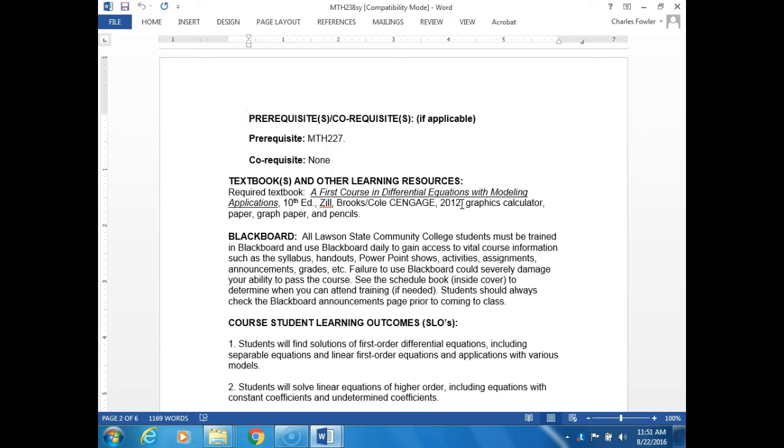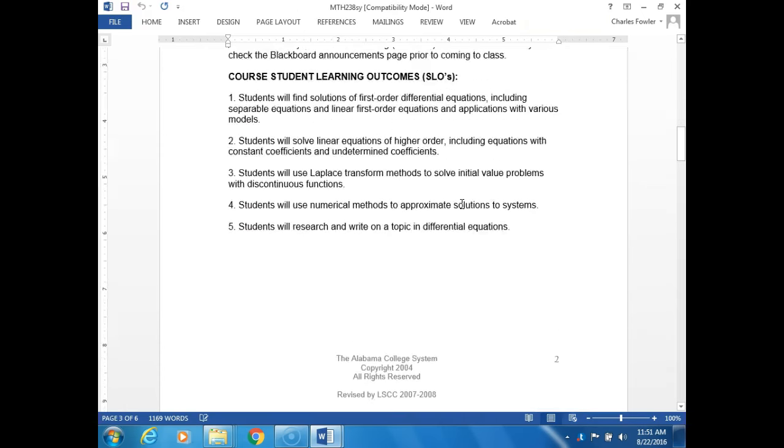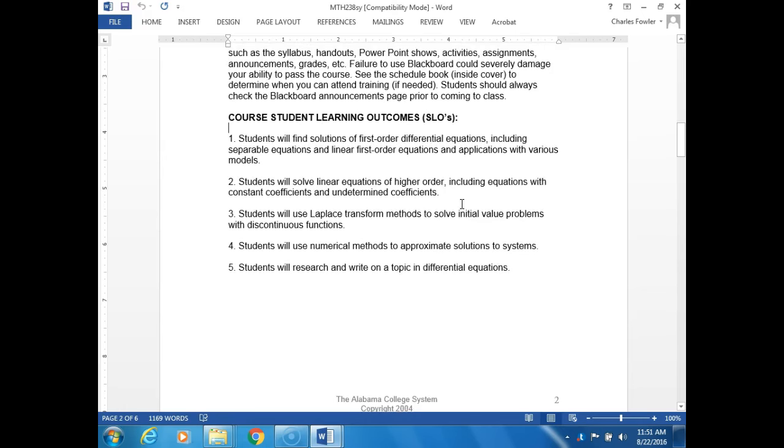Okay. Course student learning outcomes. These are new for you, I know, so let me get this done. Whoa! All right, we'll leave it there. Students will find solutions of first-order differential equations, including separable equations and linear first-order equations and applications with various models. So you see there's the models in there in that sense. That, by the way, is Chapter 2. Okay?